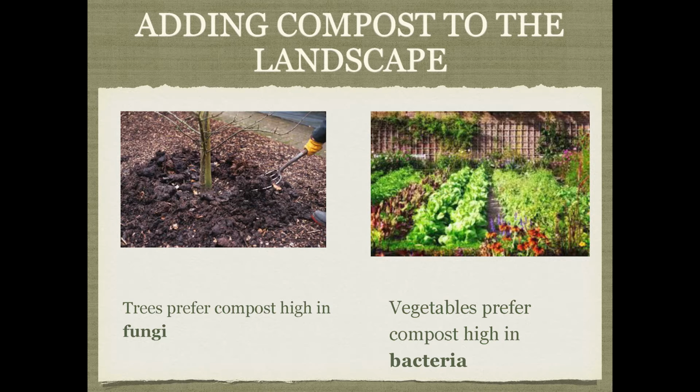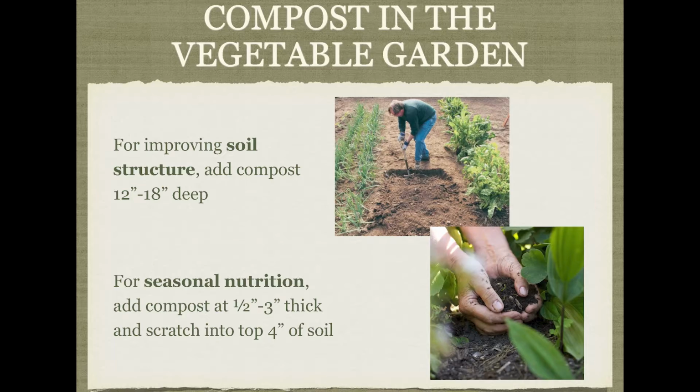Those can be done through traditional soil testing, or you can look under a microscope and have somebody who knows about these things assess it for you. When adding compost to the landscape, and these are super generalizations, trees typically prefer compost higher in fungi, and vegetables prefer compost higher in bacteria. You can learn this from a soil test and also by looking under a microscope and assessing the relative abundance of fungi versus bacteria.